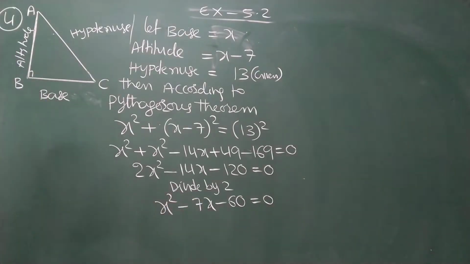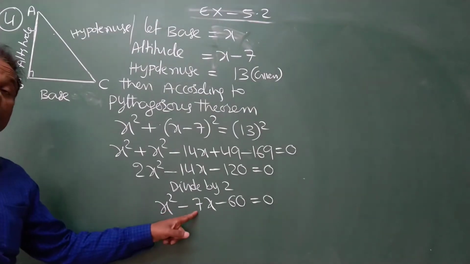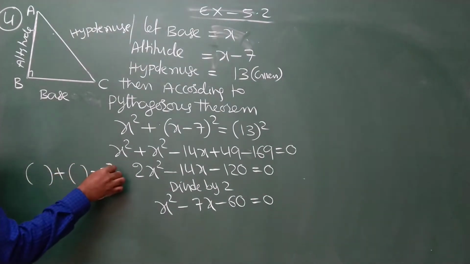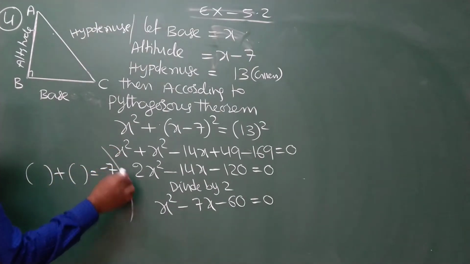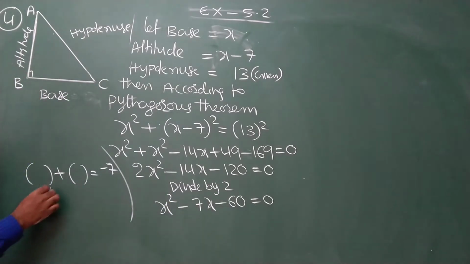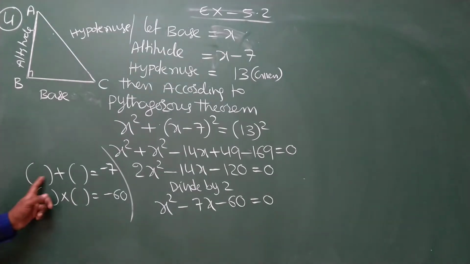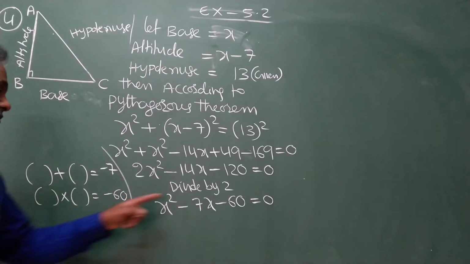Factors. Tell two numbers whose sum is minus 7. Students, tell the numbers. Sum is minus 7, product is minus 60.